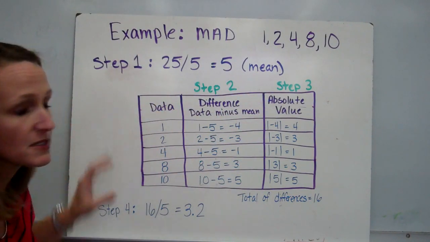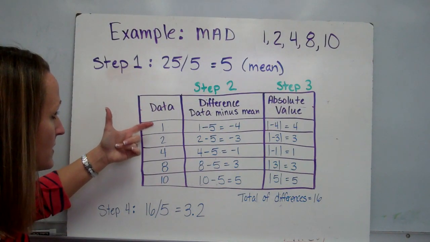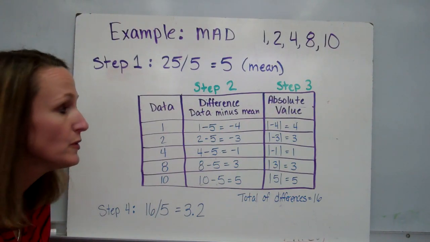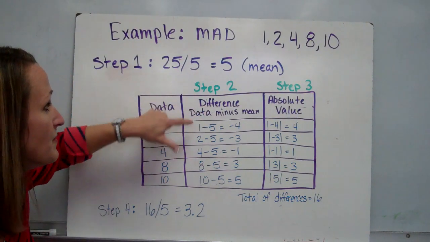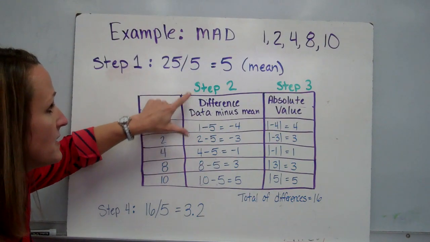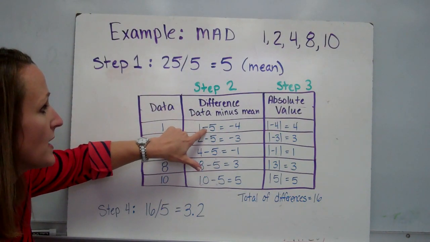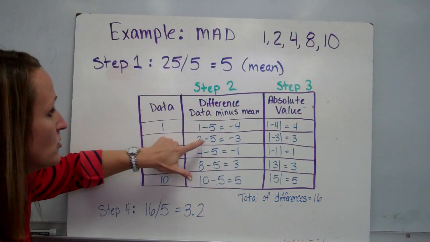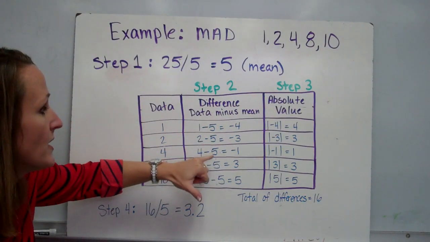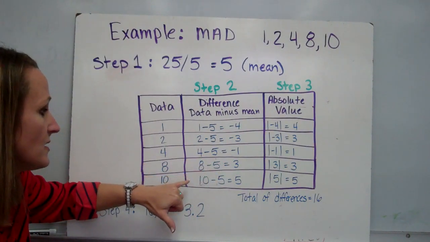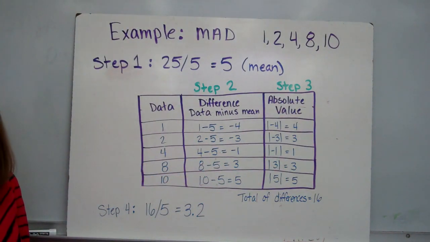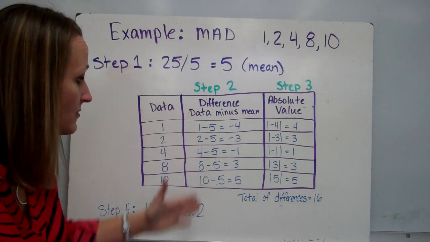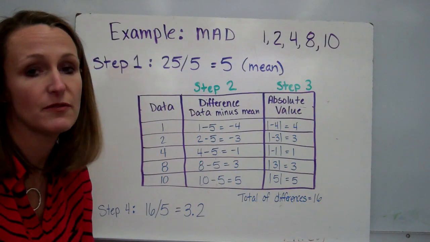Now I'm going to put everything into this nice little chart. Here are all my data points: 1, 2, 4, 8, and 10. Remember, step 2 was to subtract the mean from each data point. Here you see for step 2, I took 1, subtracted 5, and got negative 4. Then I did that for each of the other data points. So 2 minus 5, I got negative 3. 4 minus 5, 8 minus 5, 10 minus 5. Now that I've done all of step 2 and subtracted the mean from each data point, I have this whole new set of numbers.